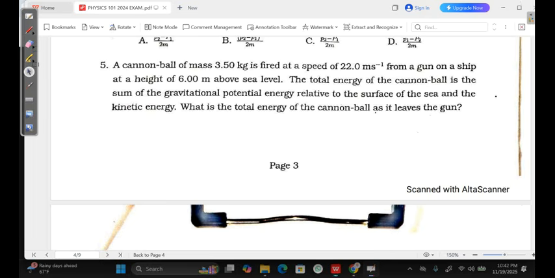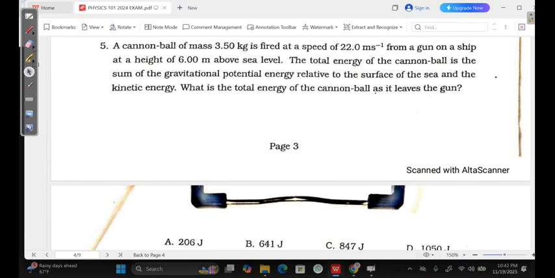So how do we find the total kinetic energy? In this case, we have only two energies present: the kinetic energy and the potential energy. Therefore, the total energy, represented by E total, is going to be the kinetic energy plus the gravitational potential energy.